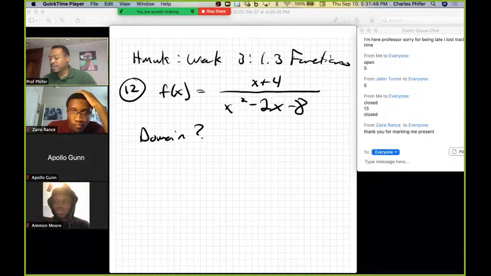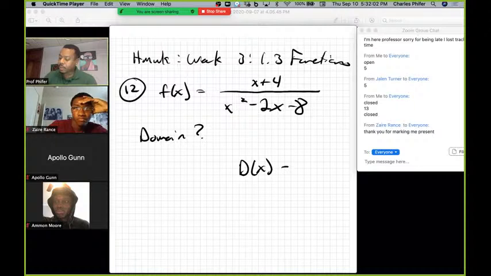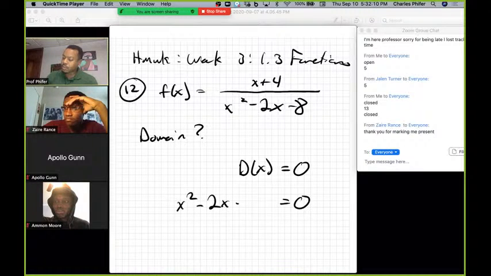Let's see. So what's the domain? In general, for a rational function, the domain is going to be all reals except any x that makes the denominator 0. So to find the x's that make the denominator 0, we're going to set the denominator equal to 0. So if we set it equal to 0, we got x squared minus 2x minus 8.